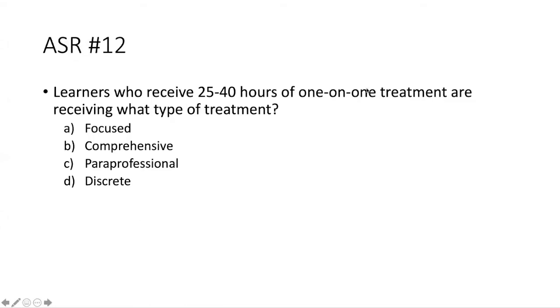ASR number 12. Learners who receive 25 to 40 hours of one-on-one treatment are receiving what type of treatment? A, focused, B, comprehensive, C, paraprofessional, or D, discrete? And the correct answer here is B, comprehensive.